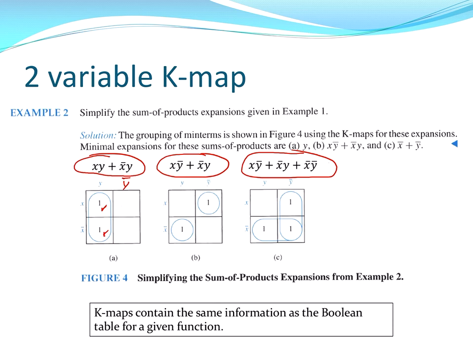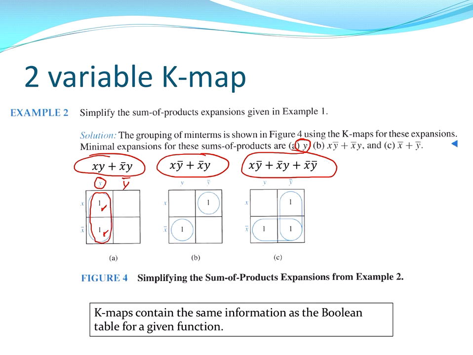And now I've got a grouping of 2 because 2 is a power of 2. And I group those together like this. And what doesn't change in that grouping? Well, x changes in its complementation, but y doesn't change in its complementation. And so the minimized function for a is just going to be y. We could also do that with factoring. All right, so we've used a K-map to minimize that first Boolean expression.